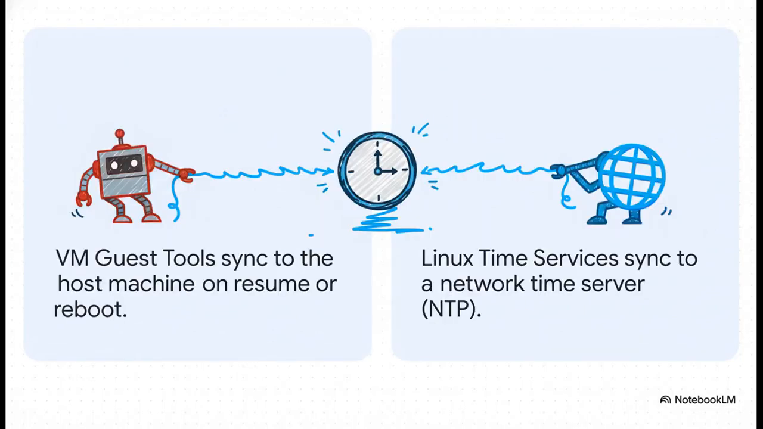And here's the conflict that's almost always happening behind the scenes. It's a time tug of war. In one corner, you've got your hypervisor's guest tools from VirtualBox or VMware, and they're trying to sync your VM's clock to your host machine's clock. But in the other corner, you have a Linux service like Chrony, and it's trying to sync to a proper network time server. Your VM's clock is the rope getting pulled back and forth.